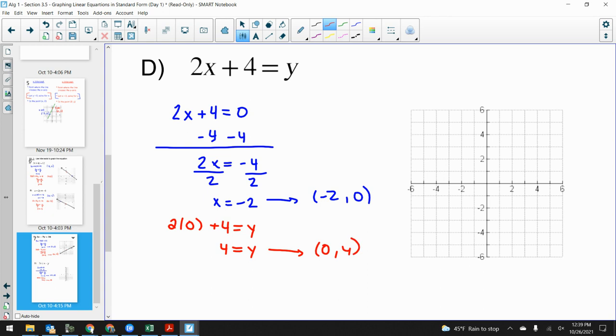So 0, 4, which actually you're going to see makes sense because wasn't I given that problem in slope-intercept form? Isn't that mx plus b form? Isn't the b 4? But again, we'll get there in section 3.6. So 0, 4, negative 2, 0, graph our line. Oh, yikes. Wow, I really missed my red point there. Questions about that?